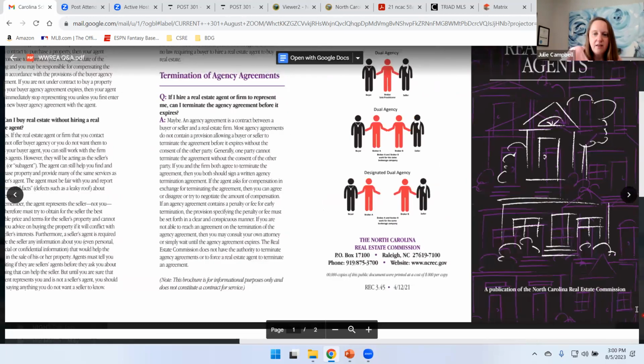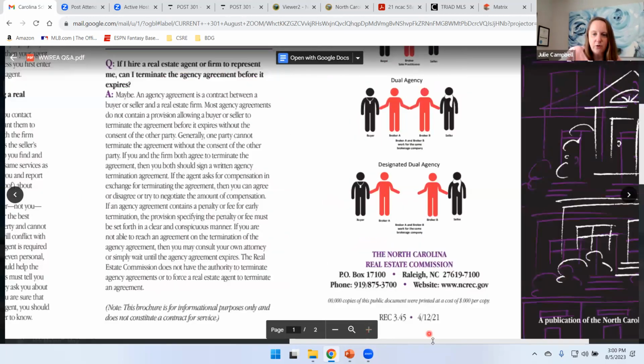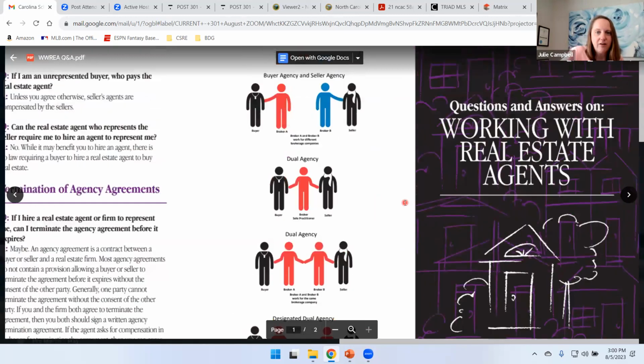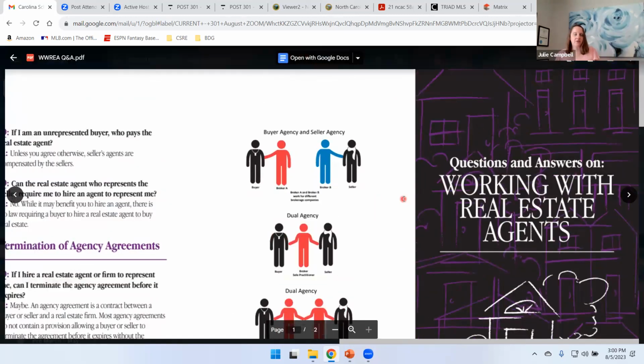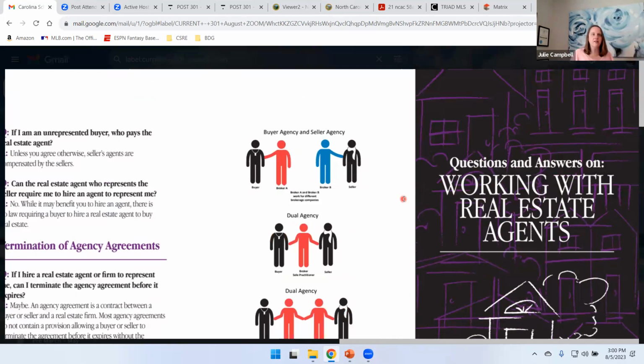And then the big piece. This was our second woohoo in July of 2021. They gave us daggone pictures. Pictures just make life easier, don't they? I've been saying that since I started teaching. So we were all happy to see pictures. They give us pictures with a couple of different scenarios: the buyer agency and seller agency. You've got one broker working with the red firm, and another broker working with the blue firm. It's clear that they're with two different firms, right?